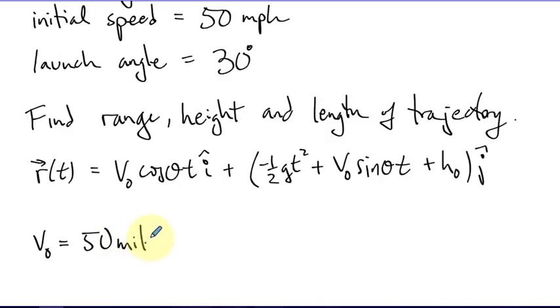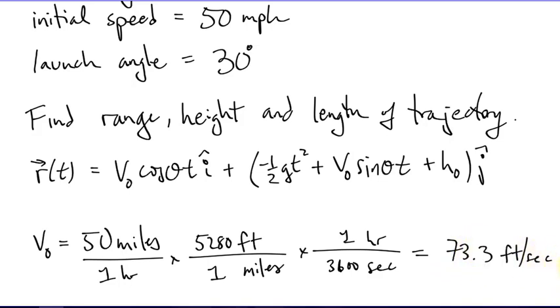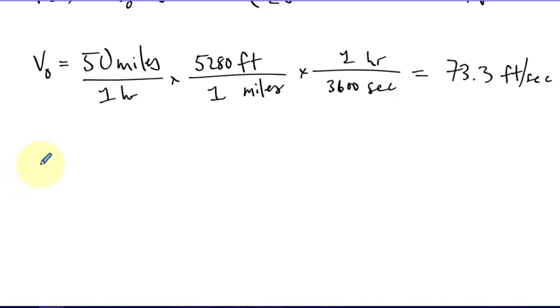So if my initial velocity is 50 miles every 1 hour, then let's convert that into feet per second. I know 5280 feet is 1 mile, and 1 hour is 3,600 seconds. So we're looking at about 73, let's round it off. Initial velocity about 73.3 feet per second. From that we can just go right into the position vector. This is cosine of 30.